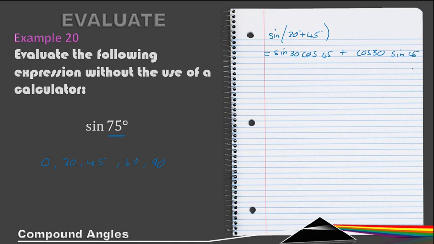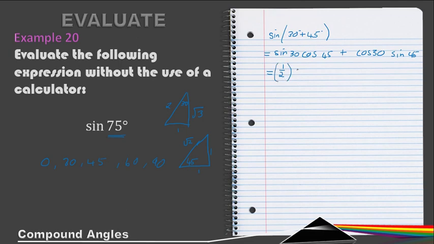Alright, so since all of these are special angles, we can now just use our two triangles, the 30-60 degree triangle and the 45 degree triangle. This one is 1, 1, square root of 2, and this is 2, 1, square root of 3. So first of all, we need sine 30. From the 30 degree angle, sine is opposite over hypotenuse, so that's a half.